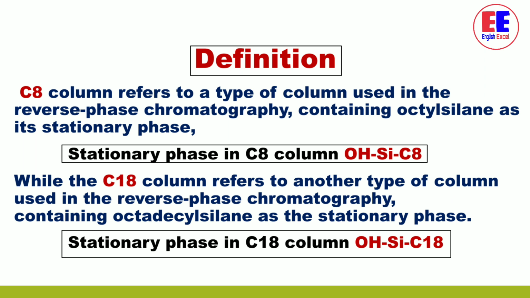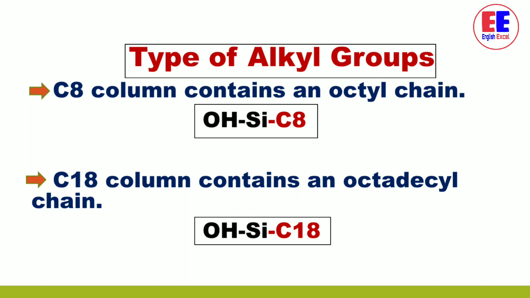First one is definition. C8 column refers to a type of column used in reverse phase chromatography containing octyl silane as its stationary phase, while the C18 column refers to another type of column used in reverse phase chromatography containing octadecyl silane as the stationary phase. Next is, on the basis of types of alkyl groups. C8 column contains an octyl chain. On the other hand, C18 column contains an octadecyl chain.